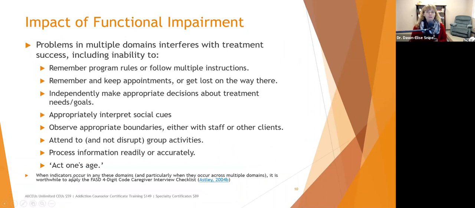So functional impairment: multiple problems in multiple domains interfere with treatment success, including the inability to remember rules and follow multiple instructions. When you get into first grade, for example, the teacher may say, okay, after you finish your lesson, I want you to go get your lunch bag and then sit by the door and get ready to go to lunch. That's 3 different commands in one sentence. Somebody with FASD, that's too much. They need single commands in order to help them process what's going on, because it takes them a while. They take it in. It's like, okay, I need to finish my assignment. Processing. And the next 2 things that she said never made it into their short-term memory because they focus on that first thing.